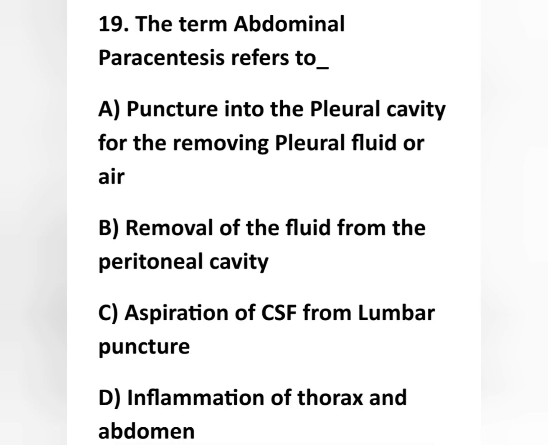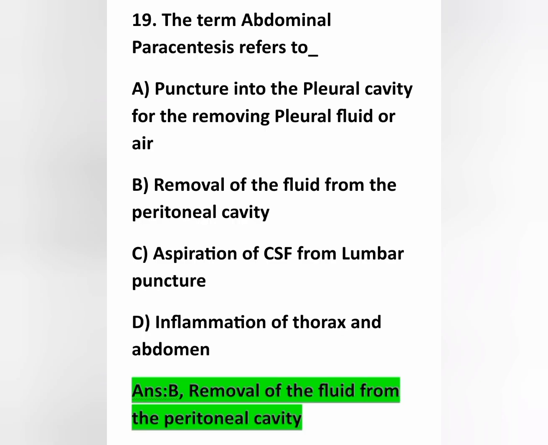Question number 19. The term abdominal paracentesis refers to, and options are: option A puncture into the pleural cavity for removing pleural fluid or air, option B removal of the fluid from the peritoneal cavity, option C aspiration of CSF from lumbar puncture, option D inflammation of thorax and abdomen. Here the correct answer is option B, removal of fluid from the peritoneal cavity is known as abdominal paracentesis.